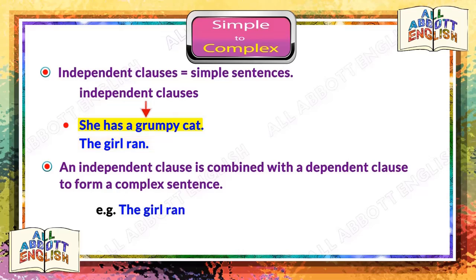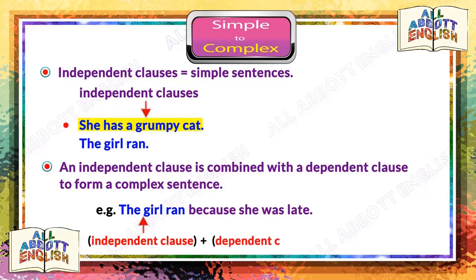Let's add a dependent clause to our example sentence. Because she was late is a dependent clause. It cannot stand alone. It begins with the subordinating conjunction, because. It only makes sense when it is combined with the independent clause. Together, they form a complex sentence. In this example, the dependent clause is used to state the reason for the action in the independent clause. It answers the question, why?